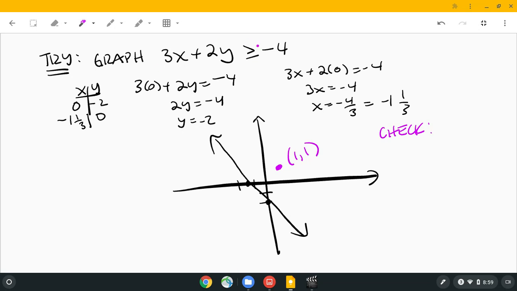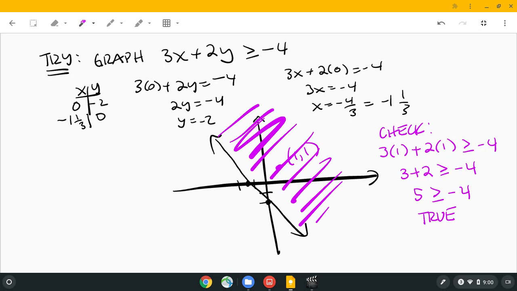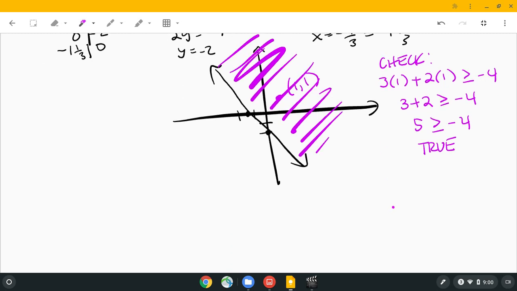I'm going to check, plugging that into the original inequality. 3 times 1 plus 2 times 1. Is that going to give me something that's greater than or equal to -4? 3 plus 2 is 5. 5 is greater than or equal to -4. That's true. So if it's true for this point, it's true for this side. So we shade this side. Good job if you got that one right.